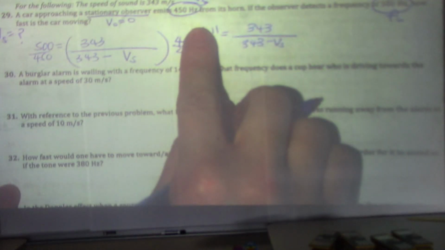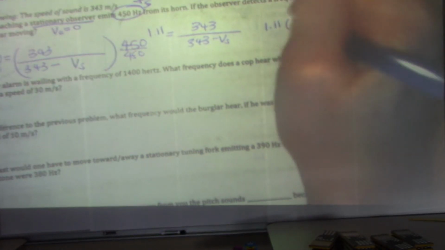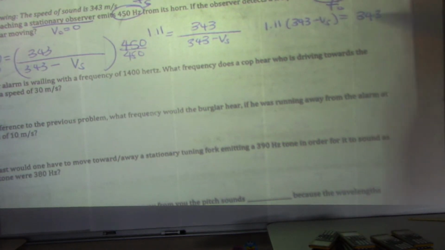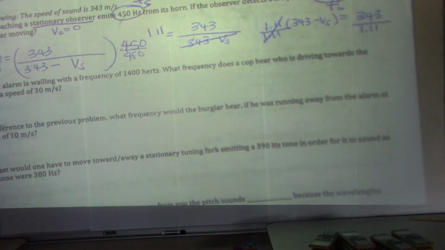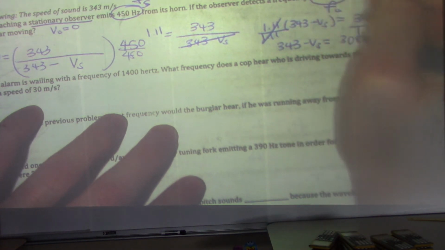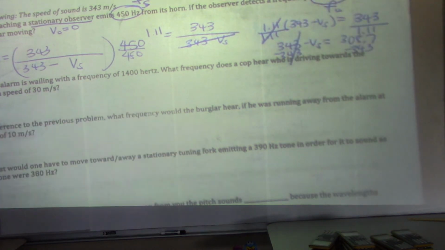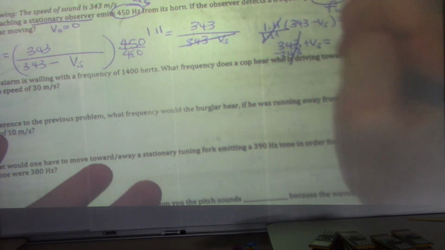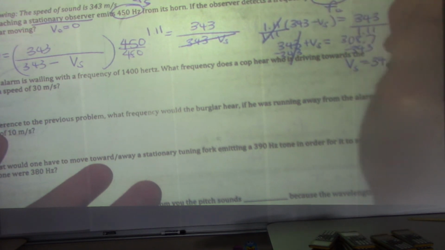Now I need to multiply this up. So I've got 1.11 times (343 minus V_s) equals 343 when I multiply this up here. Then divide the 1.11 over. I'm left with 343 minus V_s equals 308.7. Subtract my 343 over, and I'm going to divide the negative sign out, so that gives me a source velocity of 34.3 meters per second.